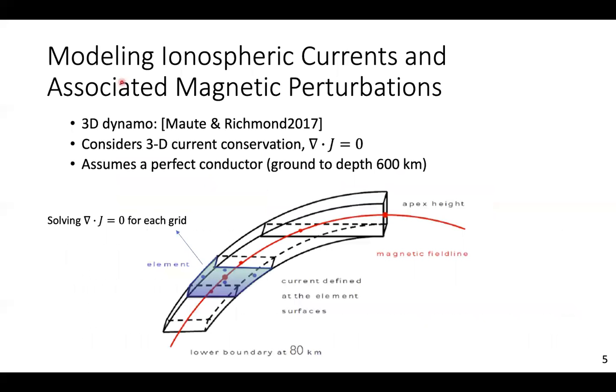For modeling atmospheric current and the associated magnetic perturbations, we utilize the 3D dynamo code. This model considers the three-dimensional current conservation at each grid point, and the model assumes a perfect conductor from the ground to a depth of 600 kilometers.